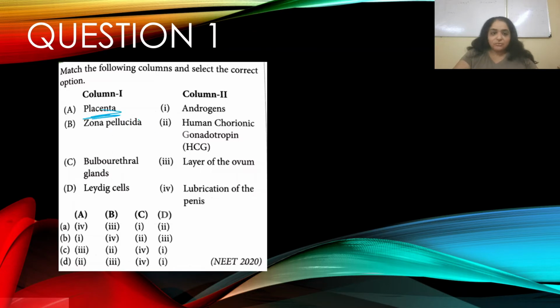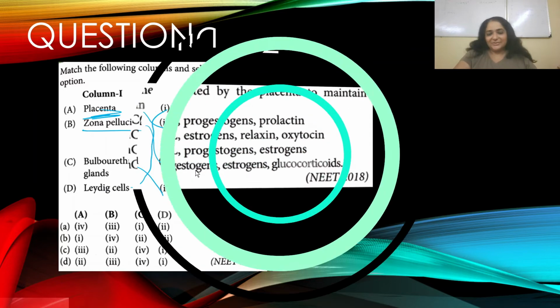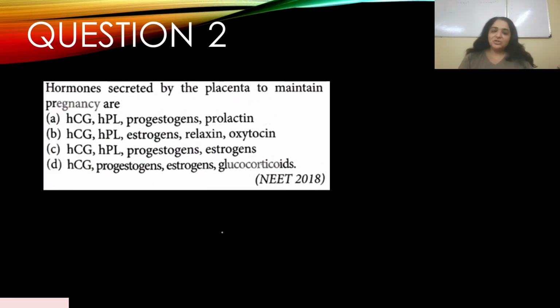Placenta: syncytial trophoblast cells secrete HCG. Zona pellucida is a layer of the ovum. Bulbourethral glands lubricate the penis; they secrete mucus substances. And Leydig cells secrete androgens. Okay, all right. So question number 2.